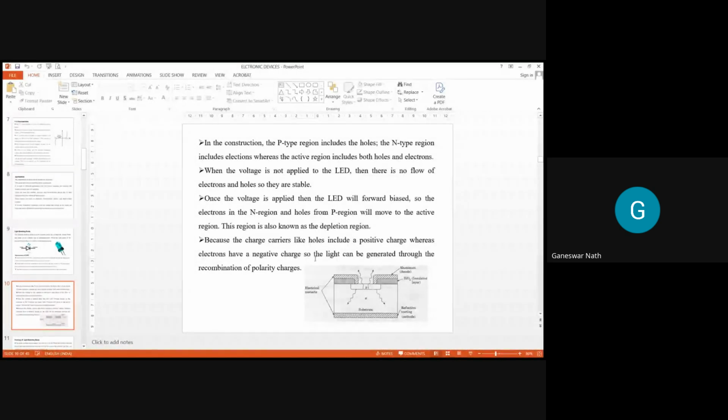So the light can be generated through the recombination of the opposite polarity charges, and during that recombination you can find there is a large amount of heat and the light is simply produced. But that amount of heat simply gets dispersed within the material or the device, and only the light is emitted here. Okay, is it clear to all of you?